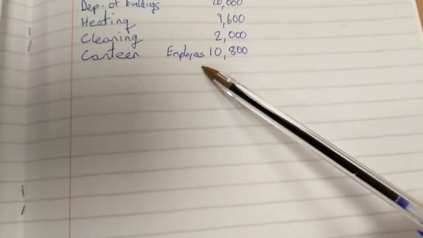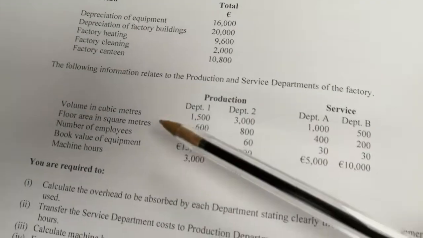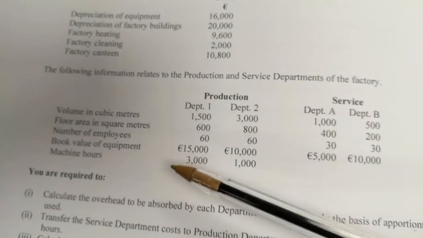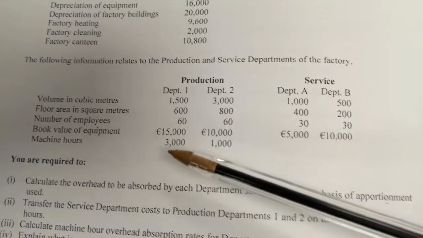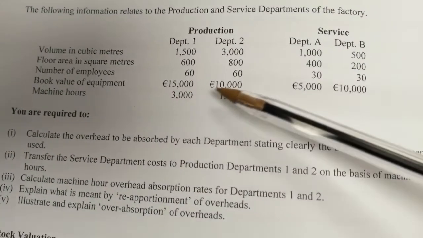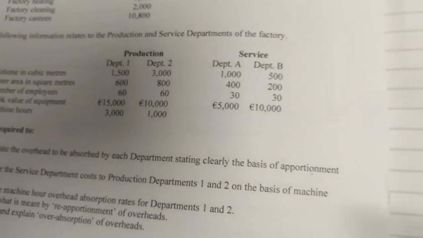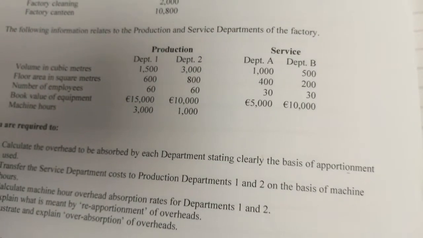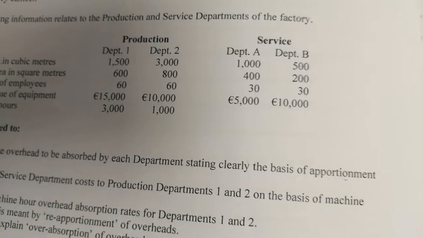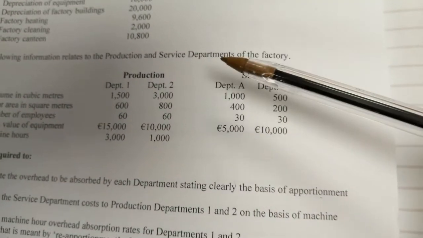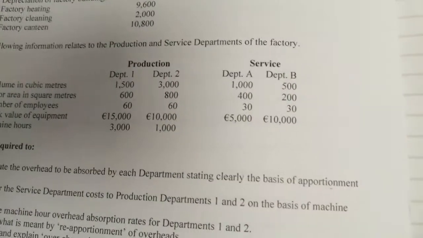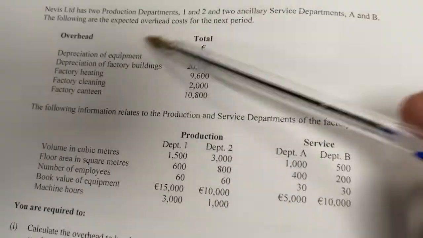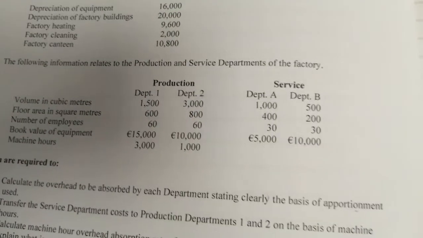Like canteen will always be employees. As we go through them, the depreciation of buildings, for instance, will always be the size of the building that you're using. The depreciation of equipment will always be book value of equipment, and we'll explain why, but you don't have to worry about having to rethink this every time you do this question, because there's a limited number of bases out there and a limited number of expenses that you're going to be asked to divide up.